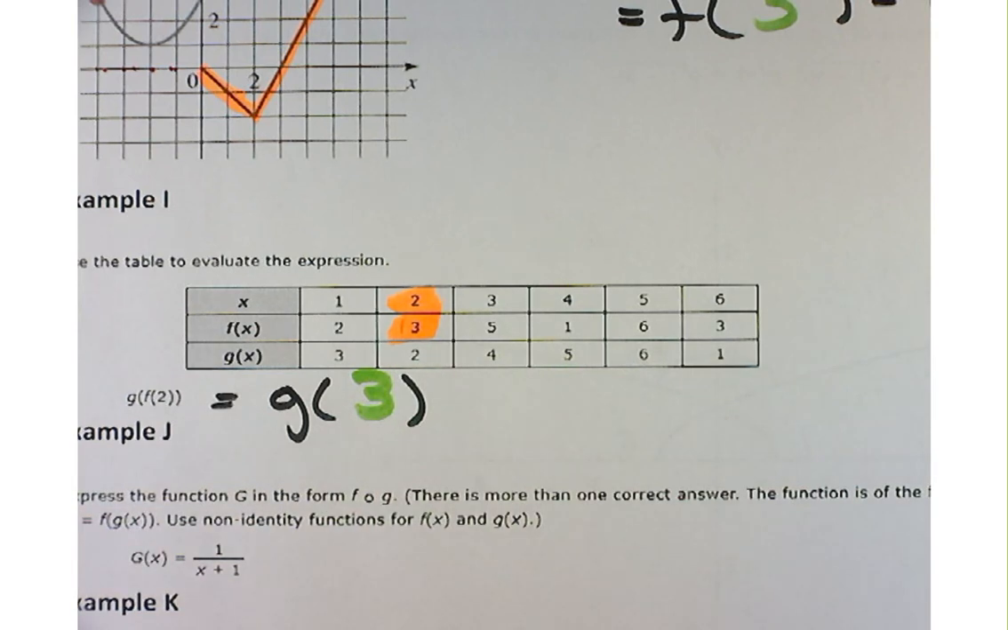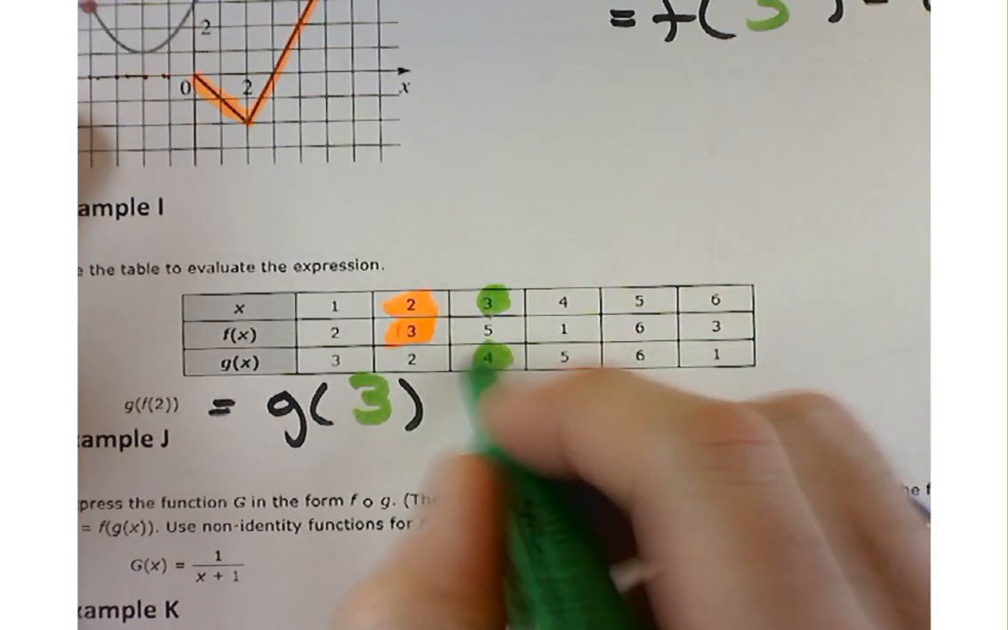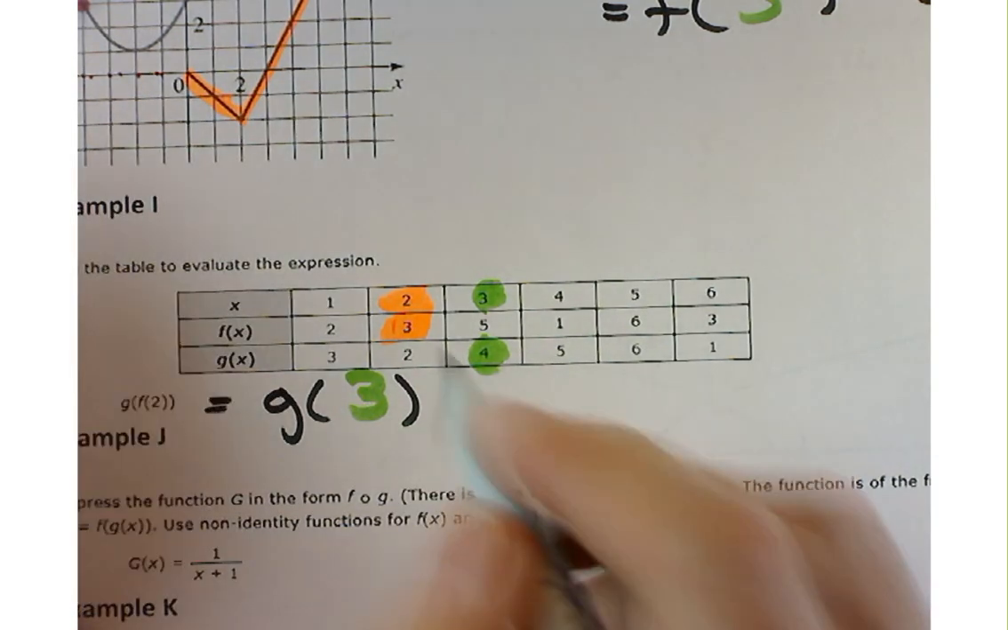Then I've got to look at the table and find g of 3. What's g of 3 going to be? Let's see, who haven't I heard from in a while? Dalen, what's g of 3 going to equal, please? 4. Perfect. So here's your 3, there's g of 3. G of 3 equals 4. Awesome, nice.